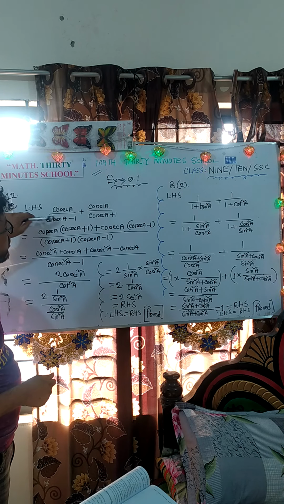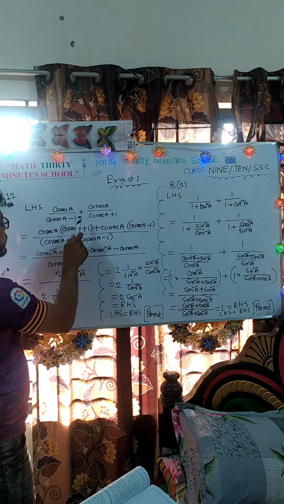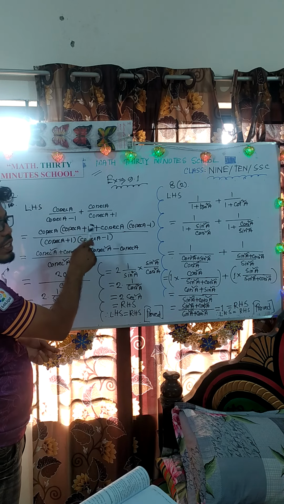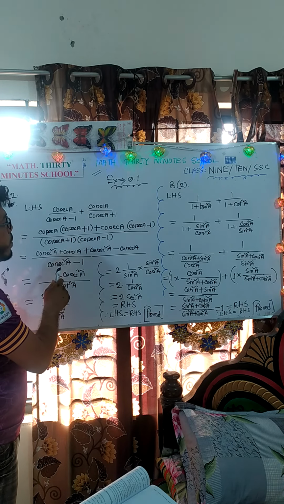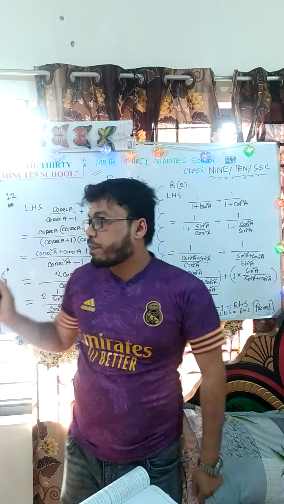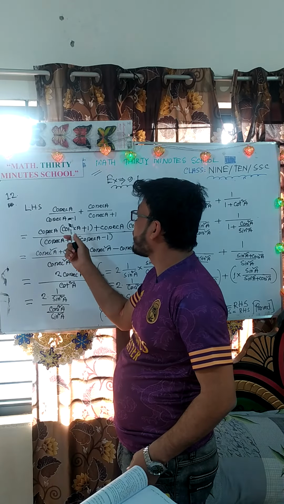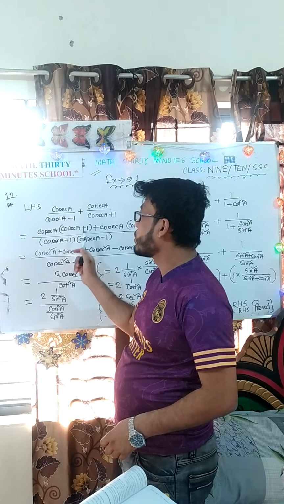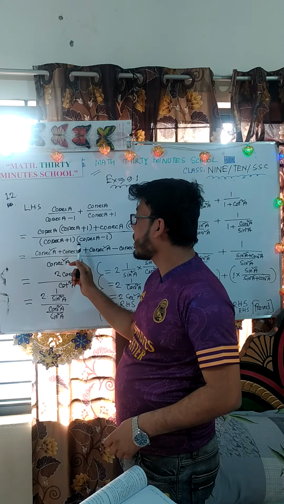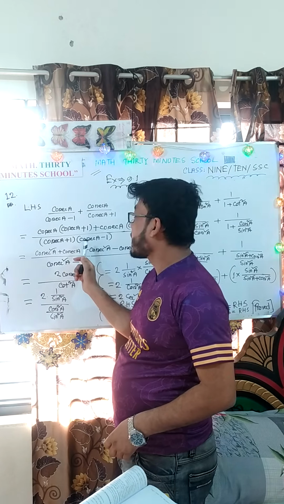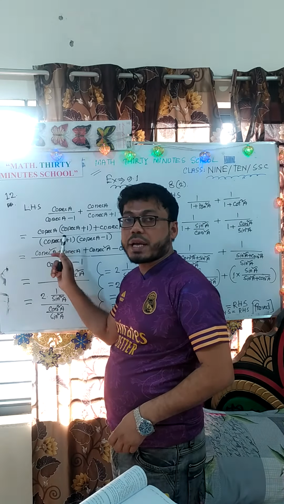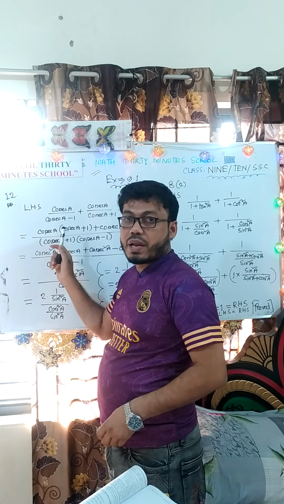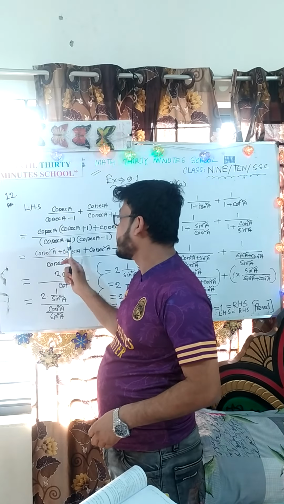Adding two trigonometric expressions like cosec A by cosec A minus 1 with cosec A divided by cosec A plus 1, we have to apply the method of addition of two fractions here also. So find the LCM of the two denominators, which is cosec A plus 1 into cosec A minus 1. Next we have to divide the required LCM by every denominator and multiply by every numerator.